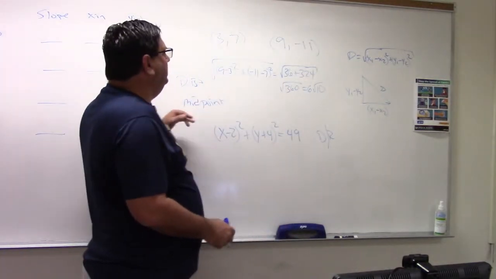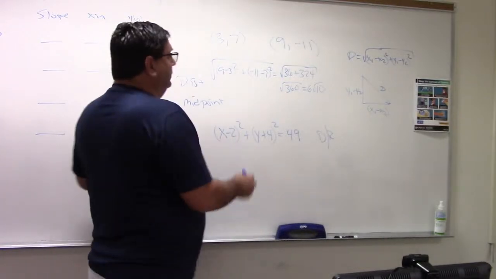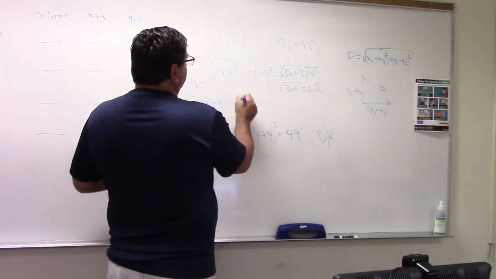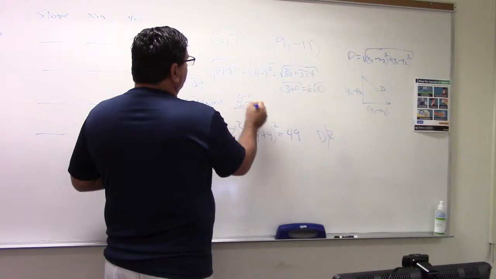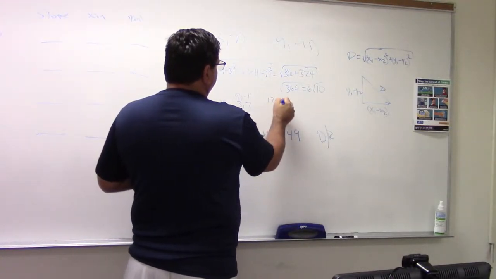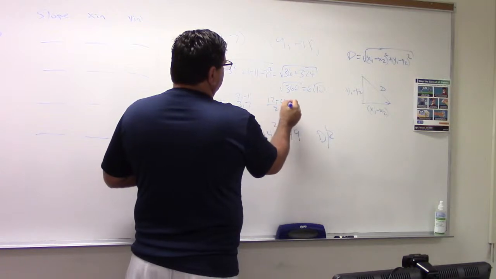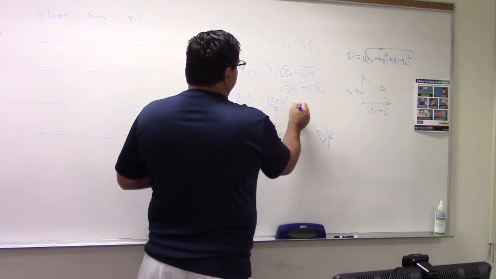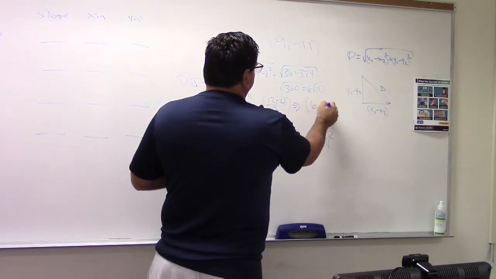All right, midpoint, we're going to take the average of the 2 points. So take 9, negative 11, 3, 7. We're going to add them together. 9 plus 3 is 12. Negative 11 plus 7 is negative 4. Divide that by 2. And that gives us our midpoint, 6 and negative 2.